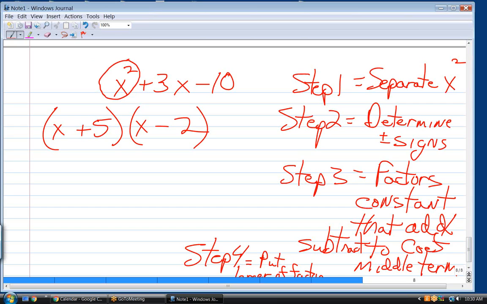Step 1 was separating the x's. We're not going to make a mistake there. We also don't really need to check that term. Step 3 was factors of this number. As long as our factors are correct, we've got that checked. In other words, we know that this is going to produce an x squared and a minus 10. No question about that. What we're not sure about is the middle term.